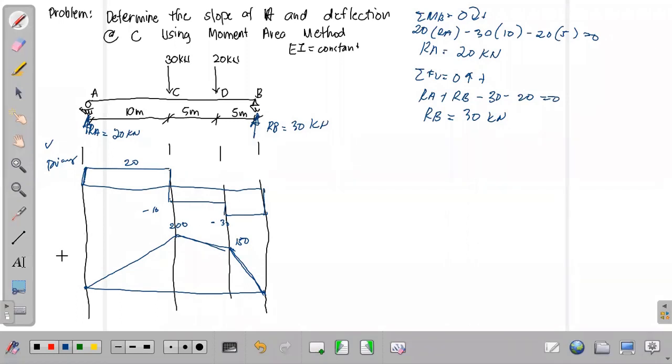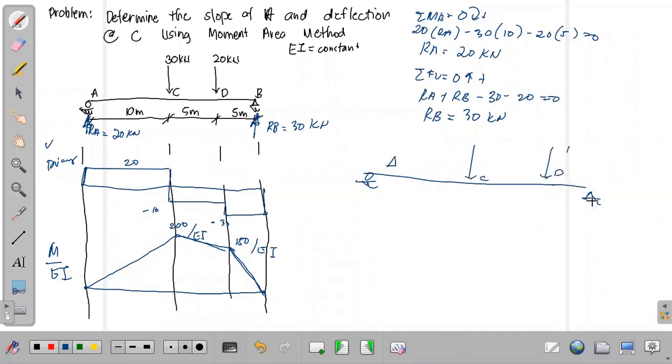Ang kailangan natin, the M over EI diagram. So i-divide lang natin ng EI yan. Divide natin ng EI. That is our M over EI diagram. Okay? So let's draw our elastic curve. C, D, A and B. So, ang elastic curve natin, zero deflection dito, zero deflection. So, pag ganyan yan. Okay?